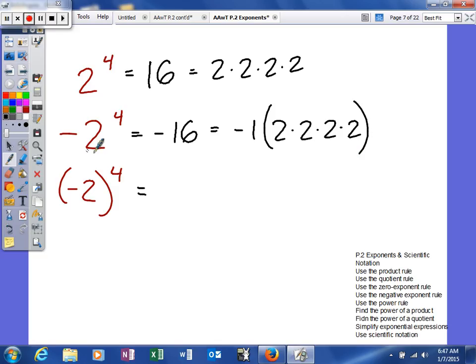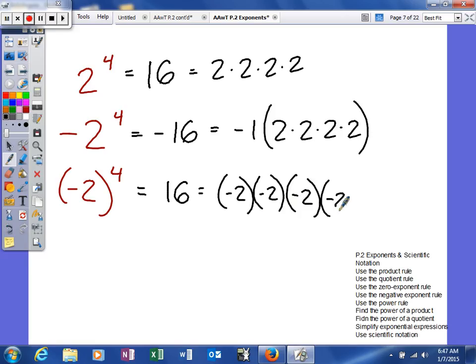The difference between this one and this one is the base. Okay, here we had a base of 2 and a coefficient of negative 1. Here our base is actually negative 2. So this one will give us an answer of 16, and that's because it's going to be negative 2 times negative 2 times negative 2 times negative 2.